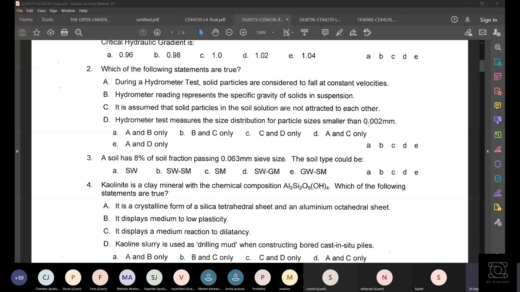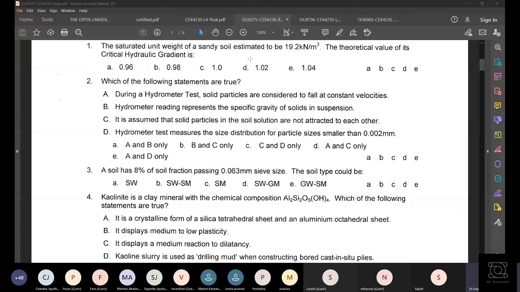For the first one, A is the answer, 0.96. It's a simple calculation: you divide 19.2 by 9.81, that is gamma saturated by gamma water, minus 1. That is the equation for critical hydraulic gradient.